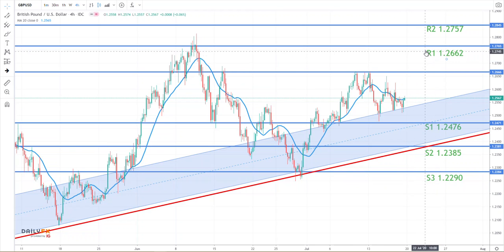I'm looking for this week, I don't know, possibly up to R2. I don't think it'll go all the way to 130, but 130 in the near future.